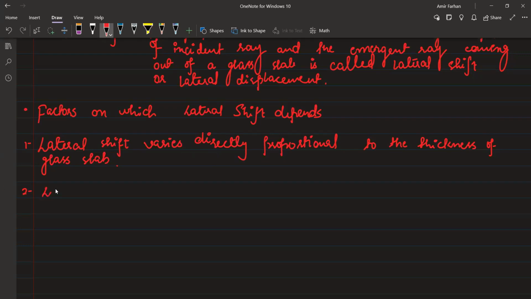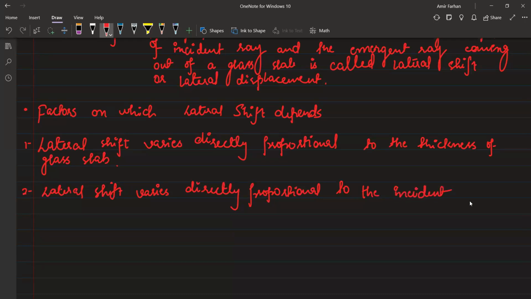All of you, yes or no? Yes, sir. Lateral shift is directly proportional to the incident angle, which means that if you increase the value of the incident angle, your lateral shift will also increase. Clear?